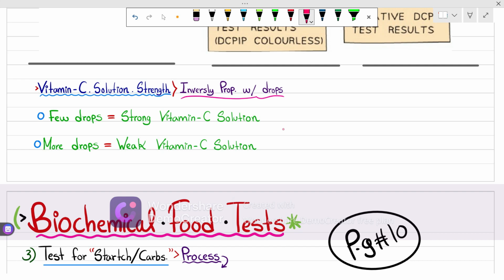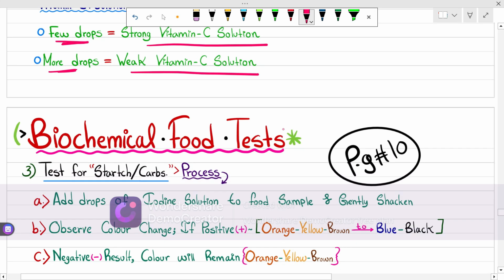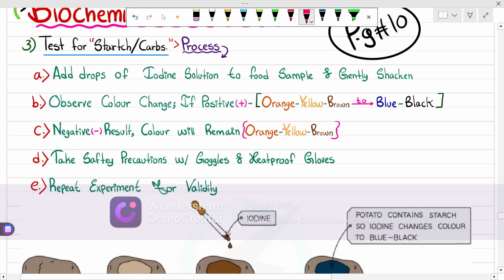Vitamin C solution strength. Comparing the solution strength with its drops, it is inversely proportional. If you have few drops, then you have a strong vitamin C solution. If there are more drops, then we have a weak vitamin C solution.